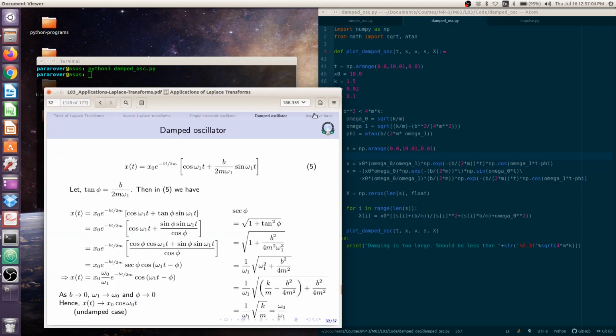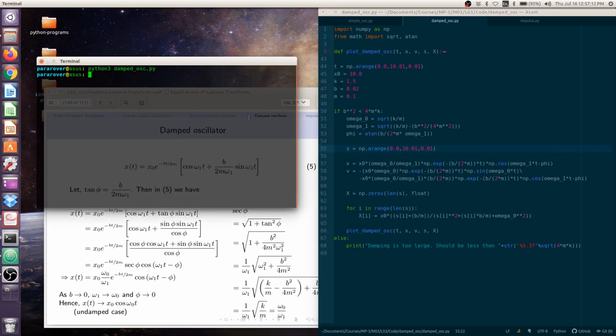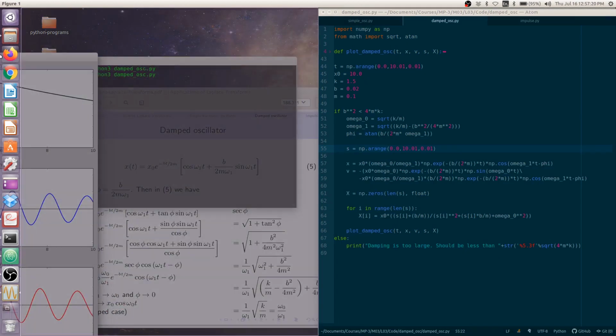Yeah, so basically I have calculated this x of t, and of course the velocity also. Then I have calculated the Laplace transform, and I have plotted this. So here again, this is the damped oscillator.